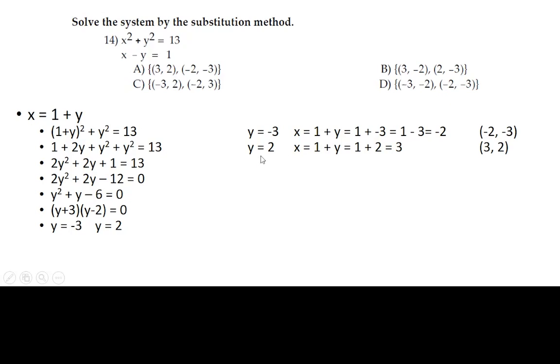Then we have our y of 2. X equals 1 plus y, so x equals 1 plus 2, so x equals 3. The x equals 3 goes with the y equals 2. So our second point is 3, 2. Our answer overall: negative 2, negative 3, and 3, 2.